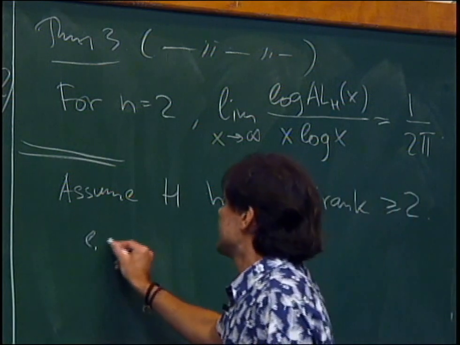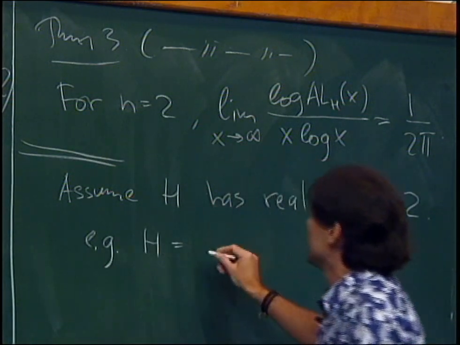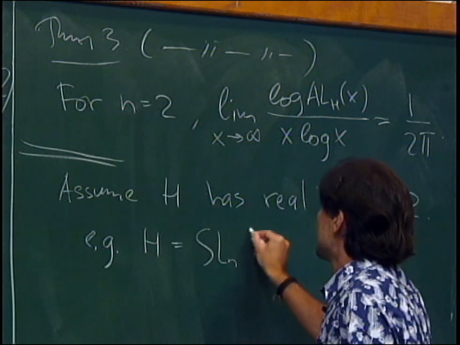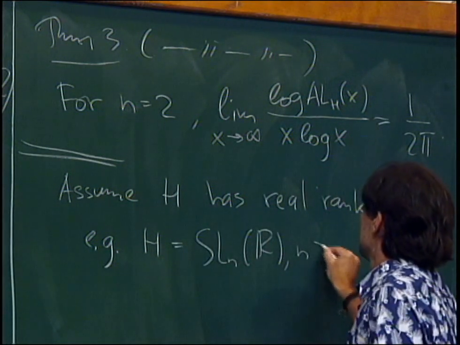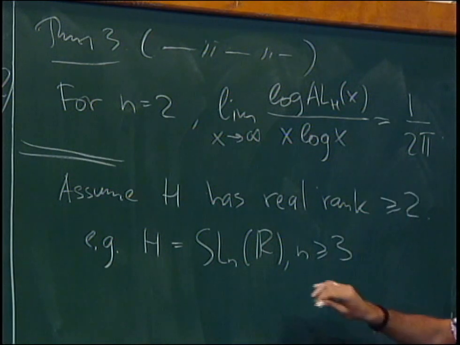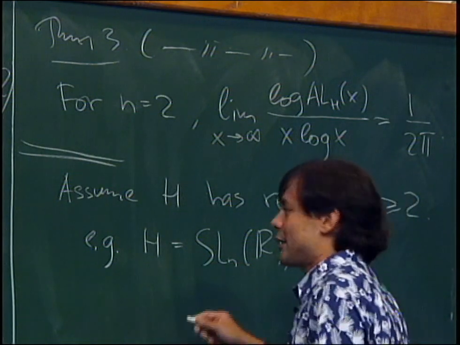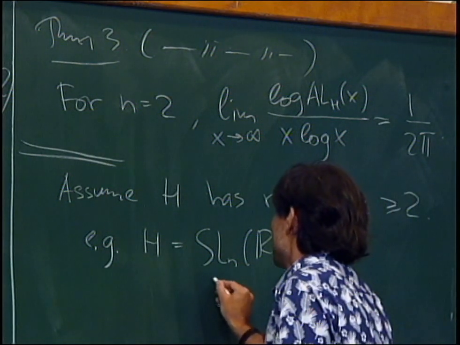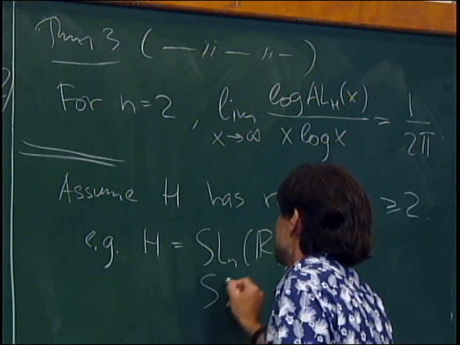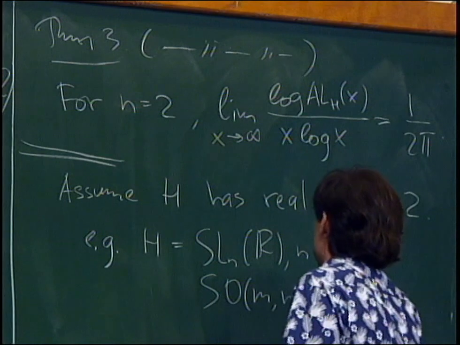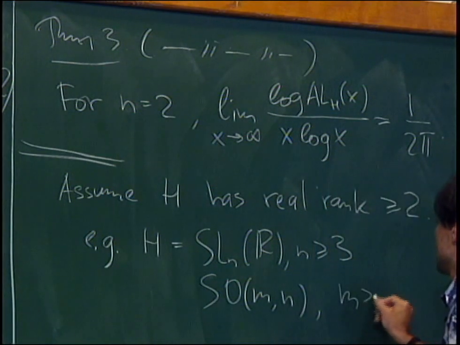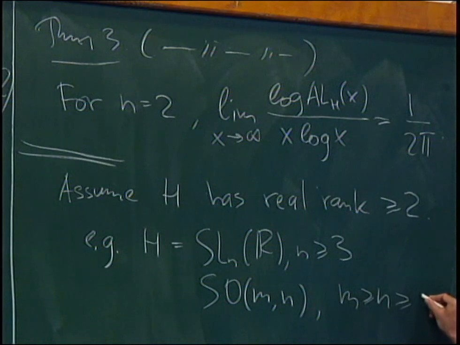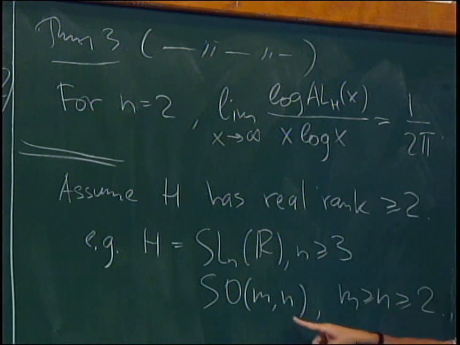And okay, examples are, say, H. You can take SL_n(R), for n greater or equal than 3. For n equals 2, it's rank 1, but for n at least 3, it's rank n minus 1. And another good example is orthogonal groups, say SO(m,n), when m is greater or equal than n, greater or equal than 2. So in this case, the rank of the group or symmetric space will be equal to n, so greater or equal than 2.